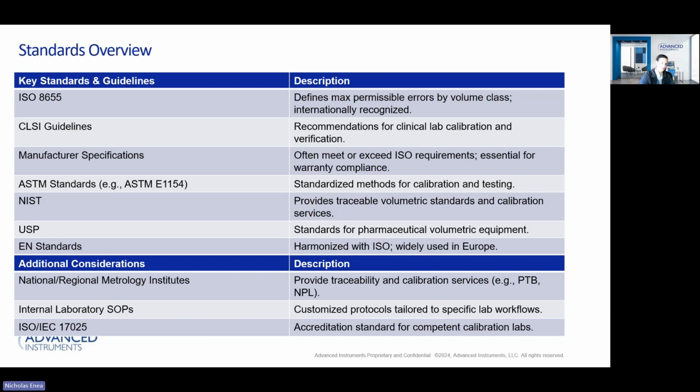Now, additional considerations. For those of us in the US, we know this. For those of us globally, we know this as well. There are national and regional metrology institutes that provide traceability and calibration services. I listed a couple here, but more of the regional ones, especially in Europe, like COFRAC, DAkkS, these different regulatory bodies that govern specific countries as well. There are internal laboratory SOPs, which are normally from your QC or QA folks, who consider these standards and make a standard operating practice for you to hit them. And lastly, the one that we hear a lot is ISO 17025, which is the accreditation standard for competent calibration labs.